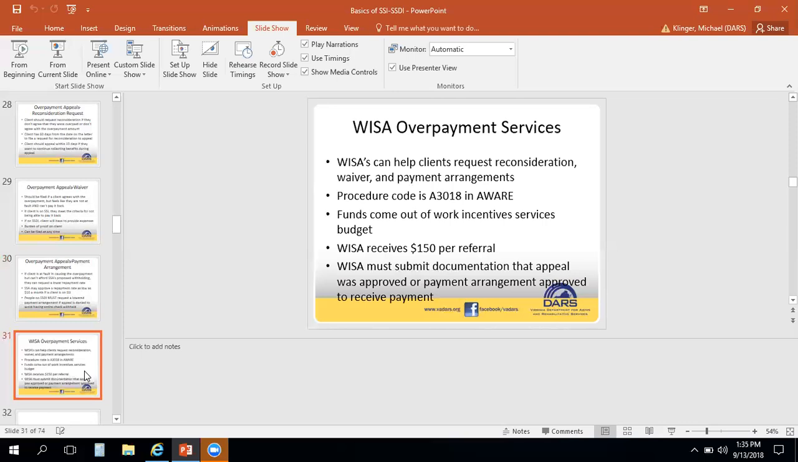So if you have a client that's getting WISA help to address an overpayment, the WISA is going to be required to submit a couple things to you guys as the counselors to receive that $150 payment. So the WISA has to submit documentation that the client's appeal was approved or their payment arrangement was approved to receive payment for those services. Like any other work incentive service, the payment for the overpayment service is based on outcomes. So in order to get that payment, the WISA would have to show that they did help the client get that overpayment waived or a payment arrangement worked out.